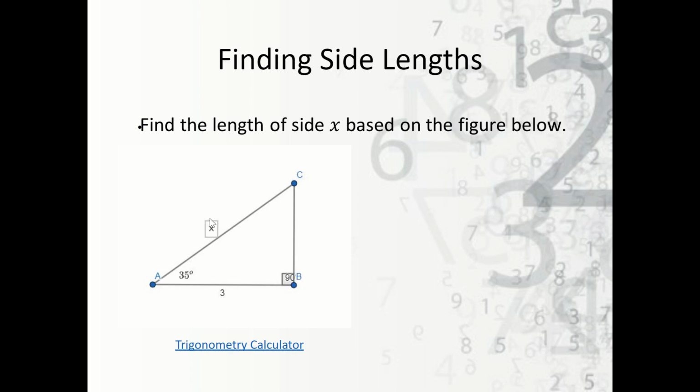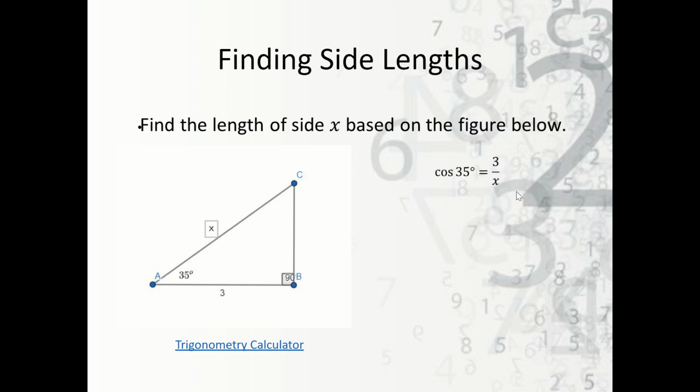What if this time we need to find the hypotenuse? So again, we know that this is 35 degrees. And here we have an adjacent and a hypotenuse that we can work with. So adjacent and hypotenuse would be cosine. So we'd say cosine of 35 degrees is equal to 3 over x.